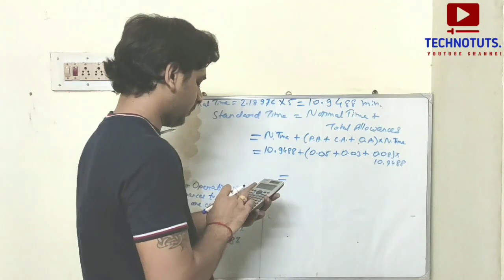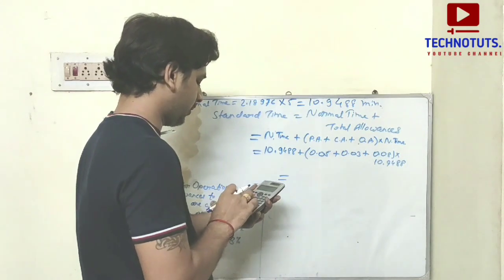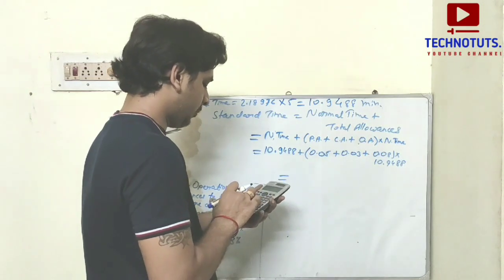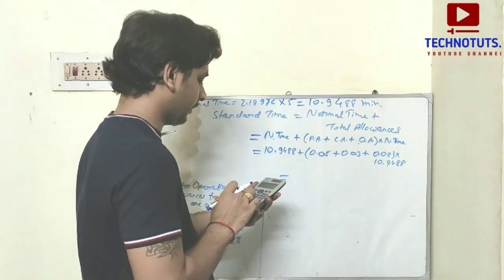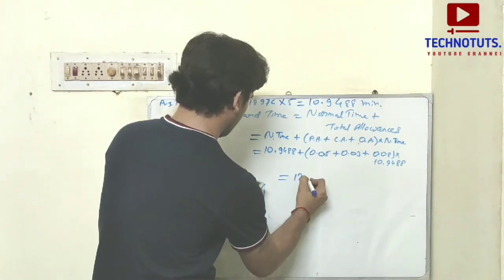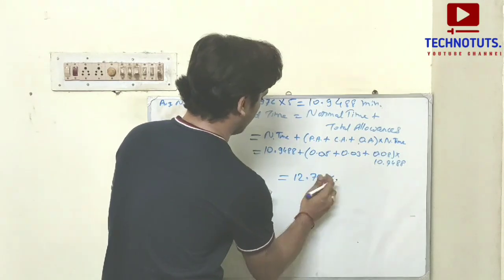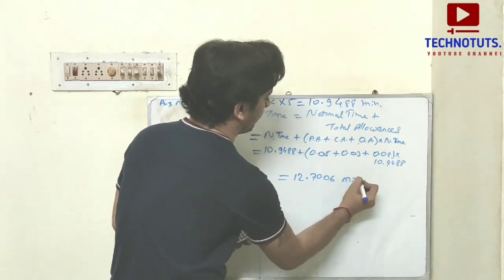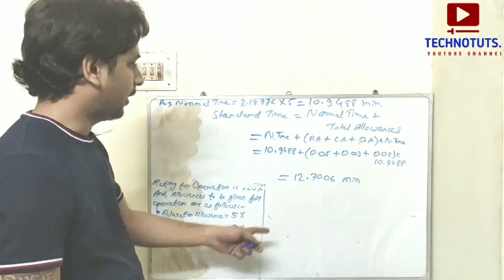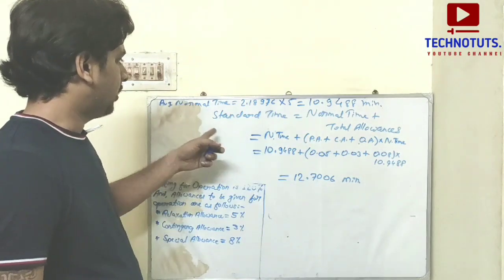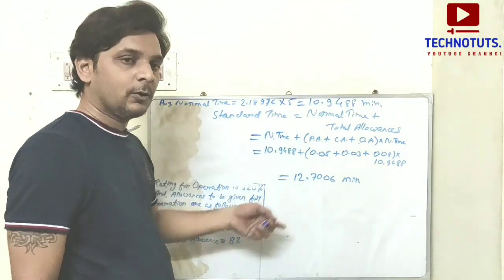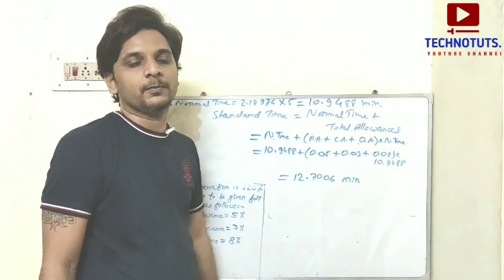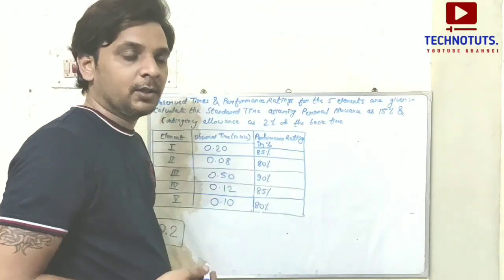Standard time is 10.9488 plus 0.05 plus 0.03 plus 0.08 into 10.9488. That is 12.7006 minutes. Okay students, so this is the final answer of this problem. The standard time for this whole operation given in the question is equal to 12.7006 minutes. Now let us see problem number 2.